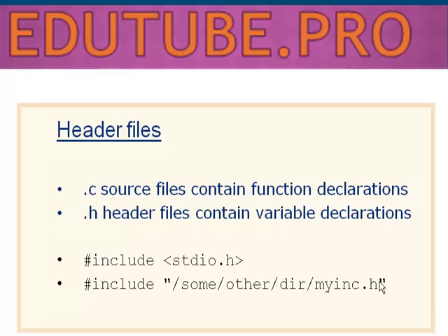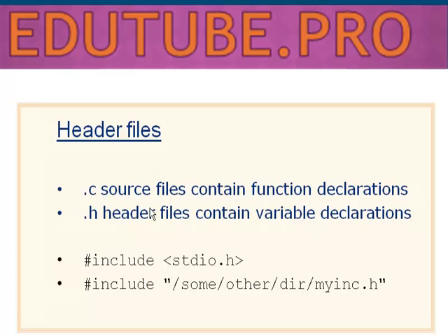Now this one down here, this pound include uses double quotes. The double quotes tell the C compiler, don't look in your normal location. We are going to some other directory and we're picking up the included header files for this particular program. So that double quotes is more specific about the location of the header file that's coming in.